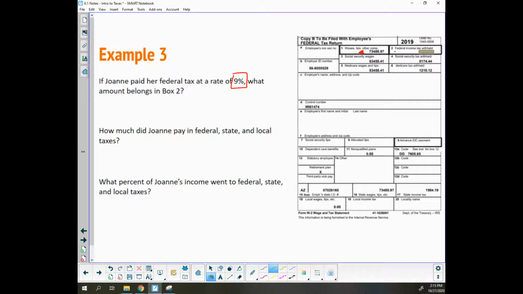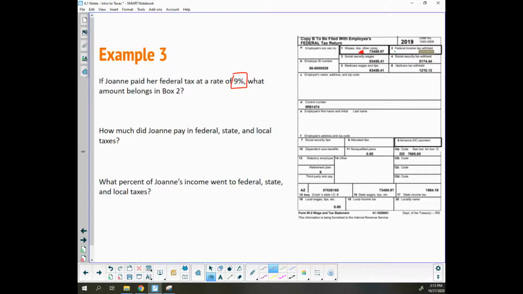Because Social Security and Medicare are a little bit higher, it probably means that she had some other deductions where she didn't have to pay income tax on that. So that's why. You will see that sometimes, not all the time.